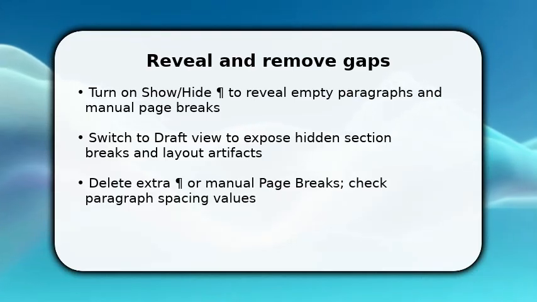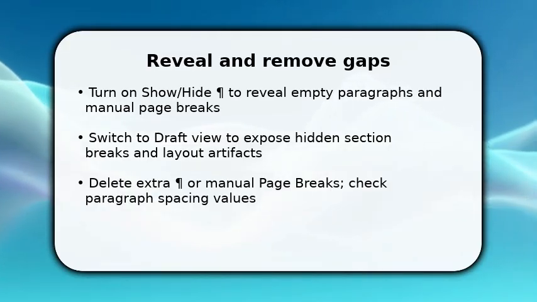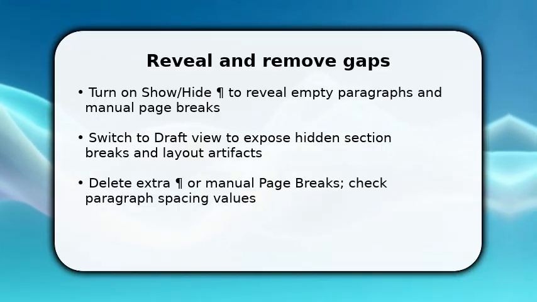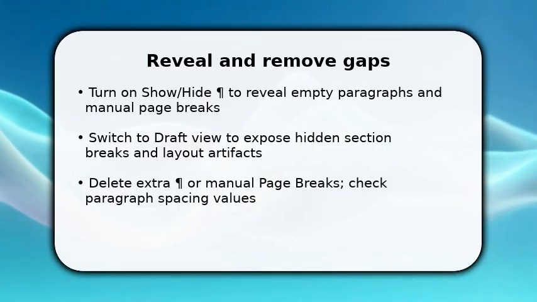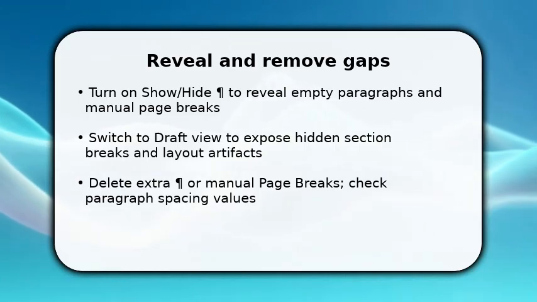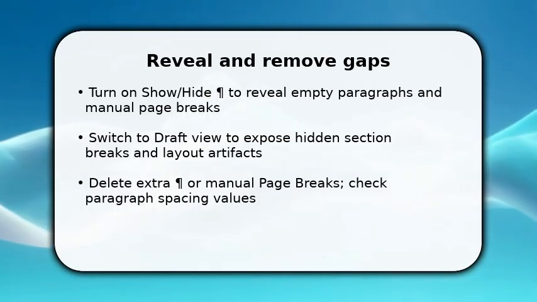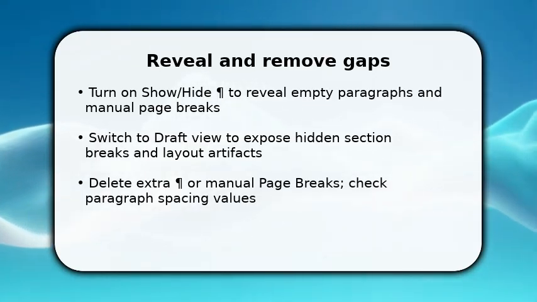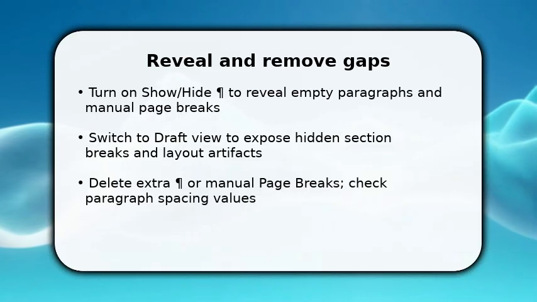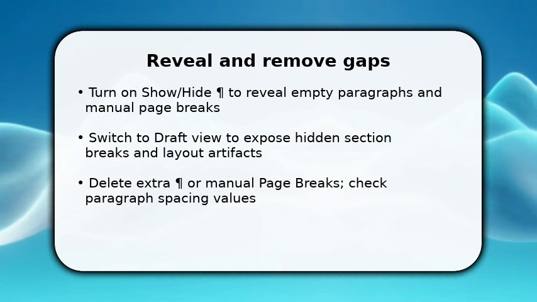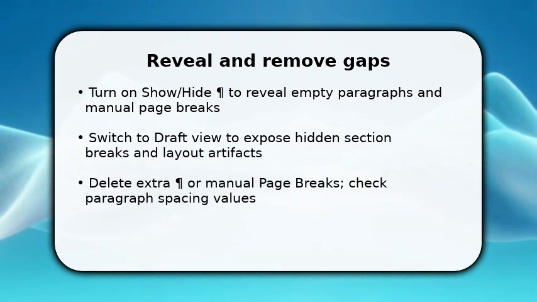You start by exposing what's causing the gap. Turn on Show/Hide so you can see paragraph marks, manual page breaks, and section breaks. Once done, switch to Draft View to make hidden section markers obvious, then select and delete any empty paragraph or explicit page break. You do this because visible markers reveal whether spacing or breaks create the gap, and removing an unwanted break immediately collapses the blank page without altering content formatting elsewhere.